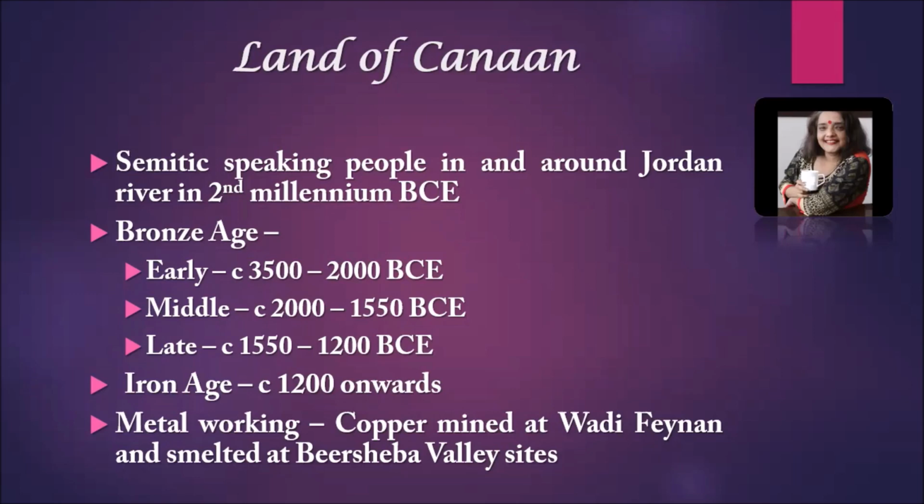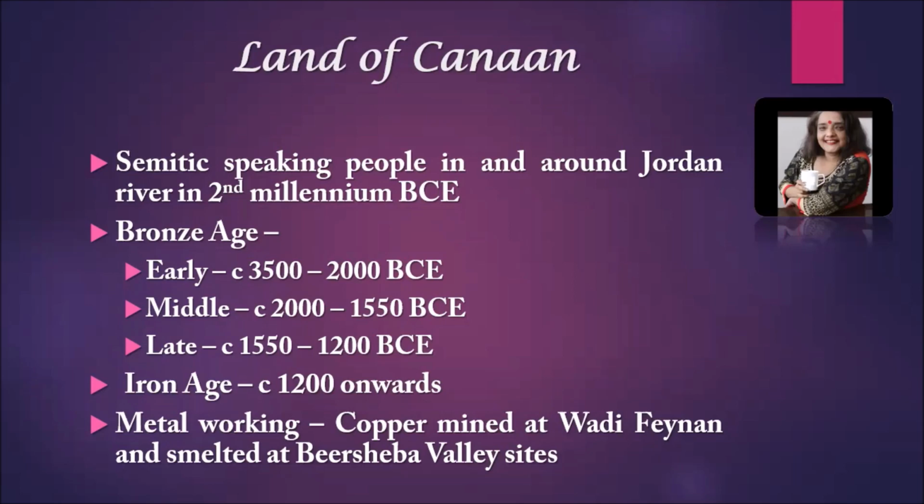So, from the excavated sites of Canaan, we have found many objects which were smelted in copper and also in gold and bronze. And copper was mostly mined at Wadi Fenan, and it was smelted at Beersheba Valley sites. So in the previous slides, I showed you where the Beersheba Valley sites were, towards the southern extremity of Canaan region. So that was the region where copper objects were smelted.